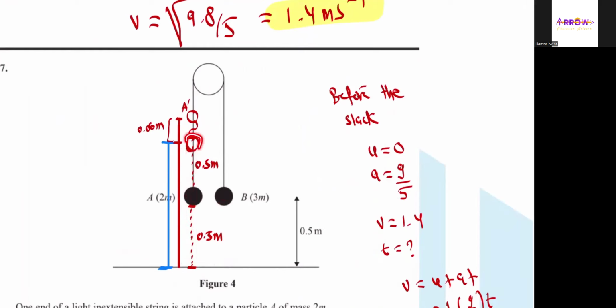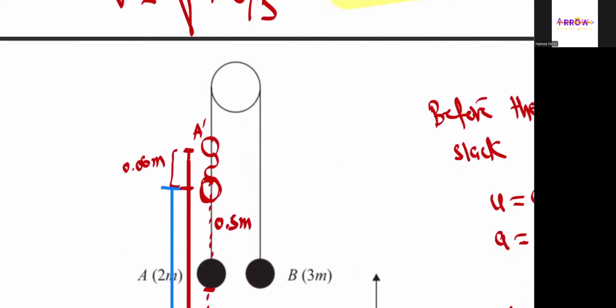After this, slack in the string will occur. The string will not remain straight, and the string will bend, and due to the slack we are left with the remaining distance, which is 1.06 meter minus 1.